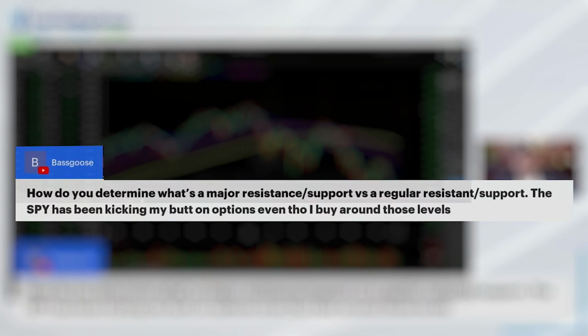How do you determine what's a major resistance or support versus a regular resistance or support? The SPY has been kicking my butt on options, even though I buy around those levels.